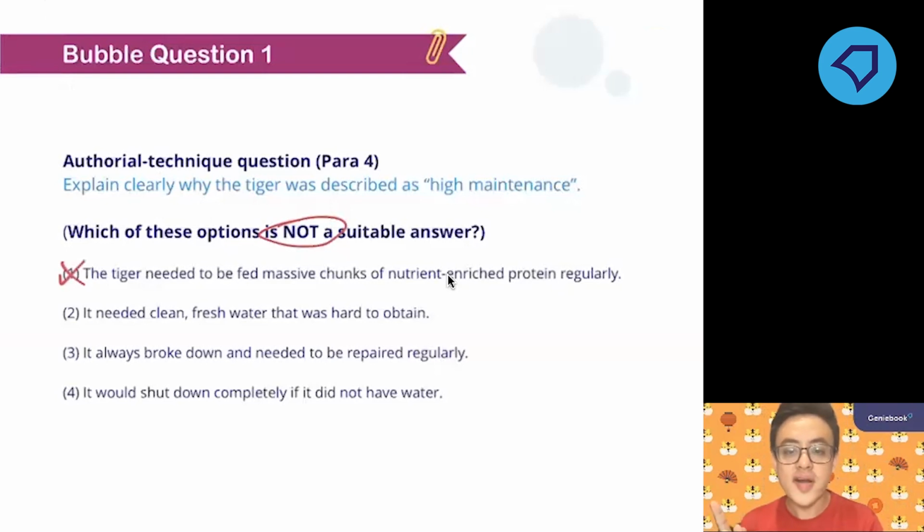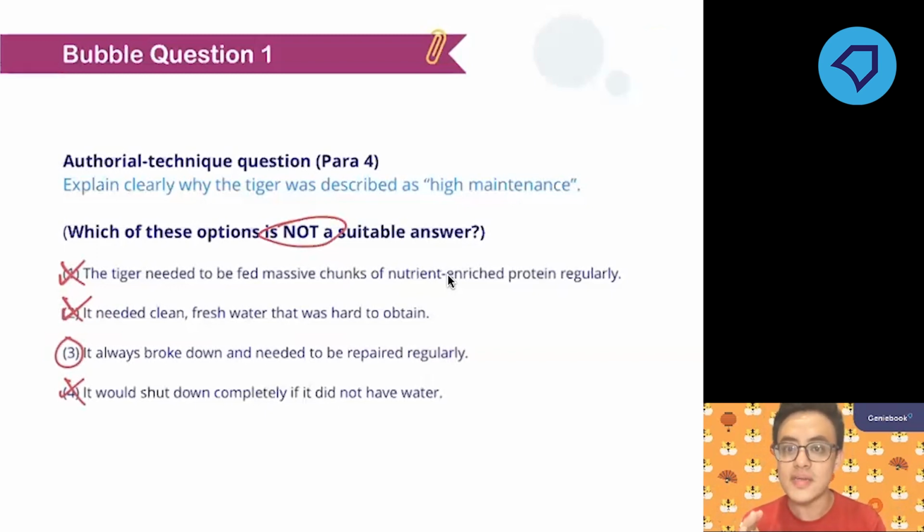It needed fresh, clean water that was hard to obtain. This definitely shows you that it's high maintenance, so this is definitely wrong. It would shut down completely if it did not have water. This is also true. If it didn't have water, it will shut down. But when we read throughout the passage, we realize that no part of the passage told us that the tiger broke down frequently, or that it always broke down and always needed repairing. It never ever said that.